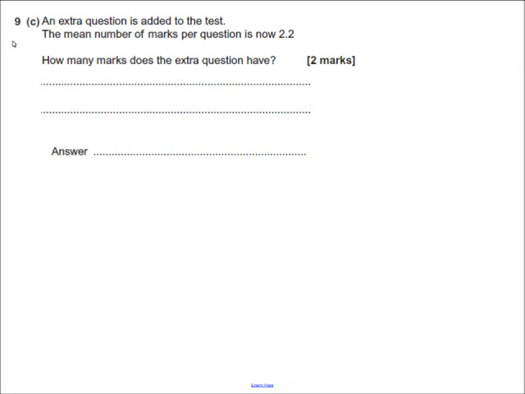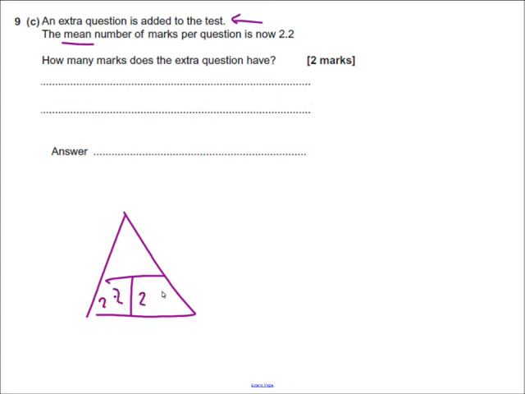Question 9c is also about our frequency table, and it's more to do with understanding the mean of some numbers. The mean of the marks per question is now 2.2 after an extra question is added to the test. So using our mean triangle, we now have a mean of 2.2, and it's made up of 25 questions. And this will give us the sum of all our marks.